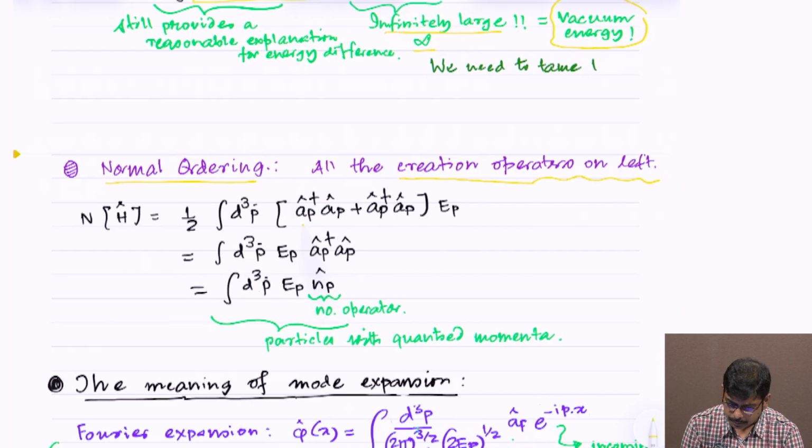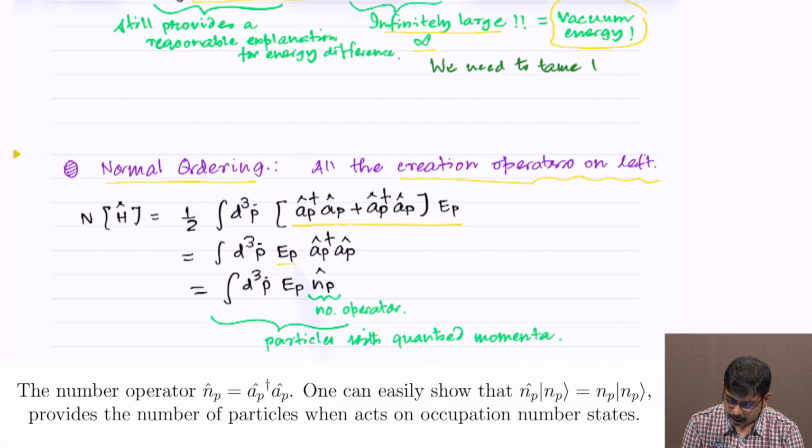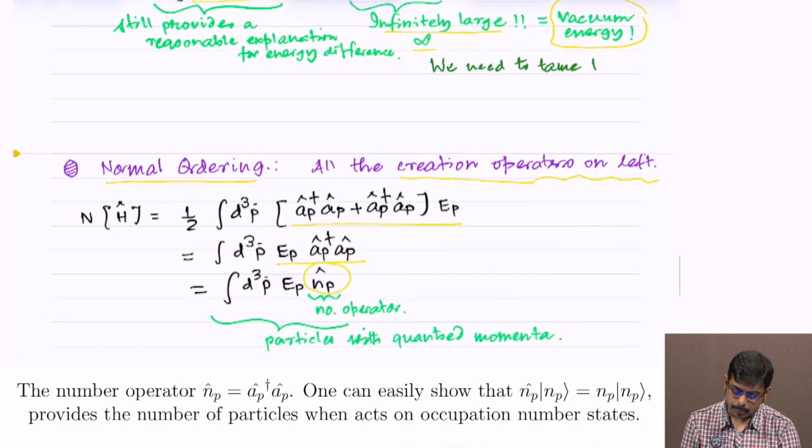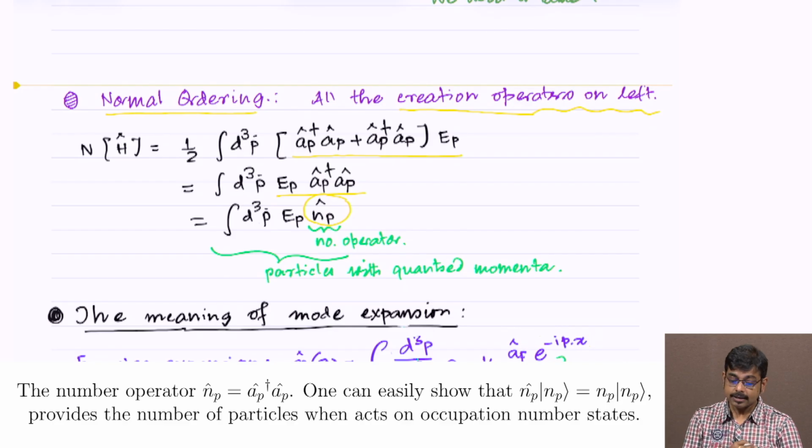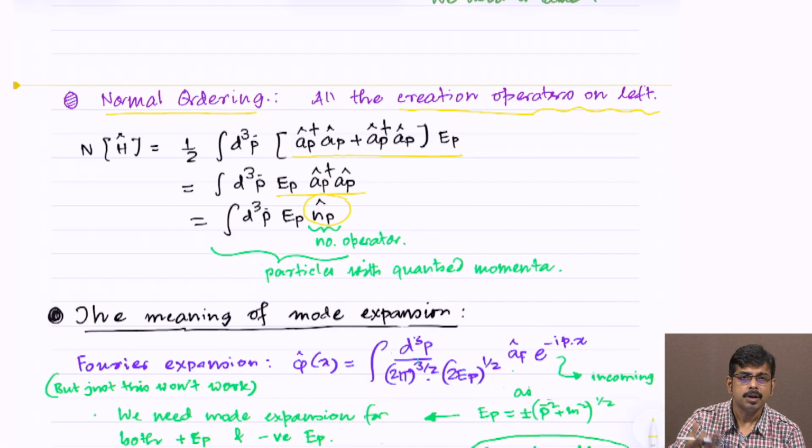nothing but half of ∫d³p (A_p† A_p + A_p† A_p) E_p, and then this half factor cancels, and you simply have ∫d³p E_p A_p† A_p. Once again, A_p† A_p can be traded for this occupation number operator N_p, and this Hamiltonian describes a set of quantum fields with quantized momenta, whatever you want to say.